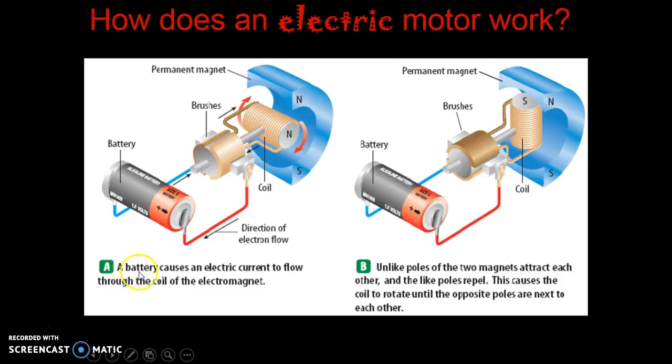A battery causes electric current to flow through the coil of the electromagnet. So there the coil goes, and here's the electromagnet right here. Unlike poles, the two magnets attract each other, and like poles repel. This causes the coil to rotate until the opposite poles are next to each other. So you see how there's a north and a south. They'll rotate until they get to the south-north, north-south. See, they're opposites for these two different magnets.